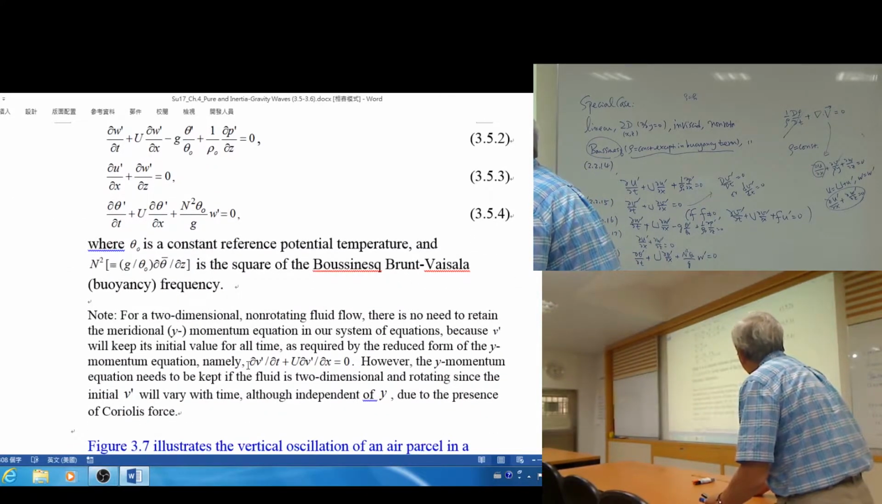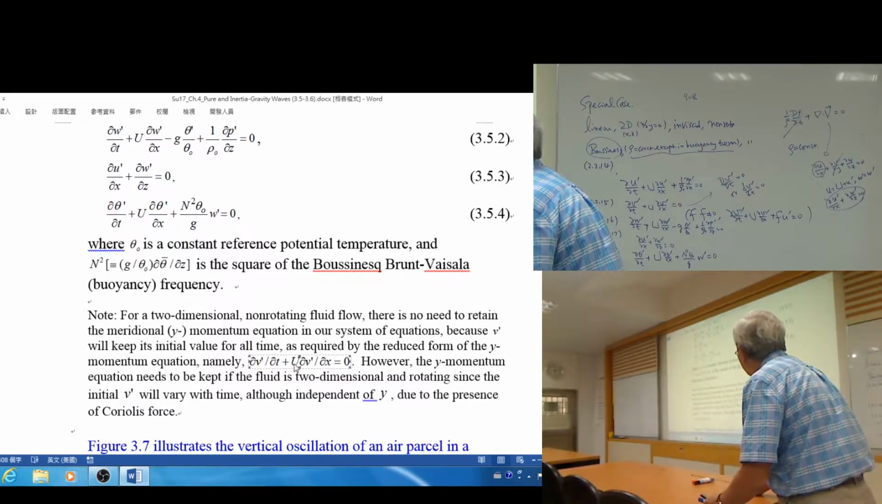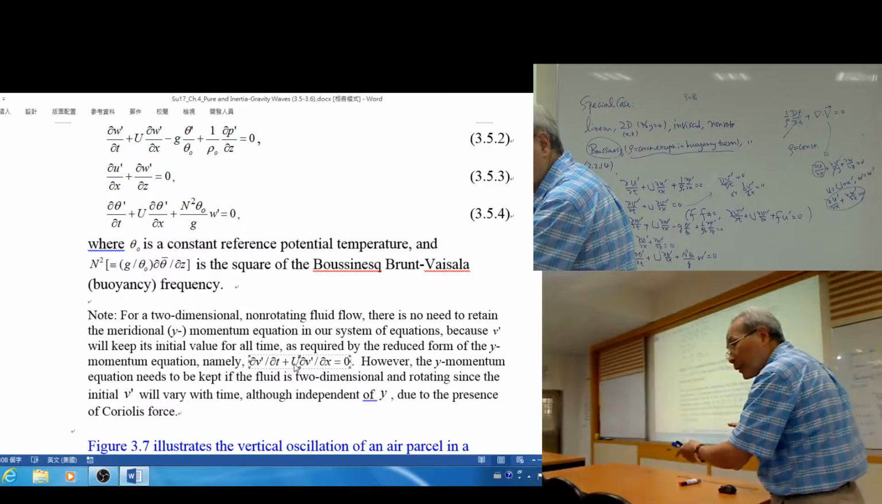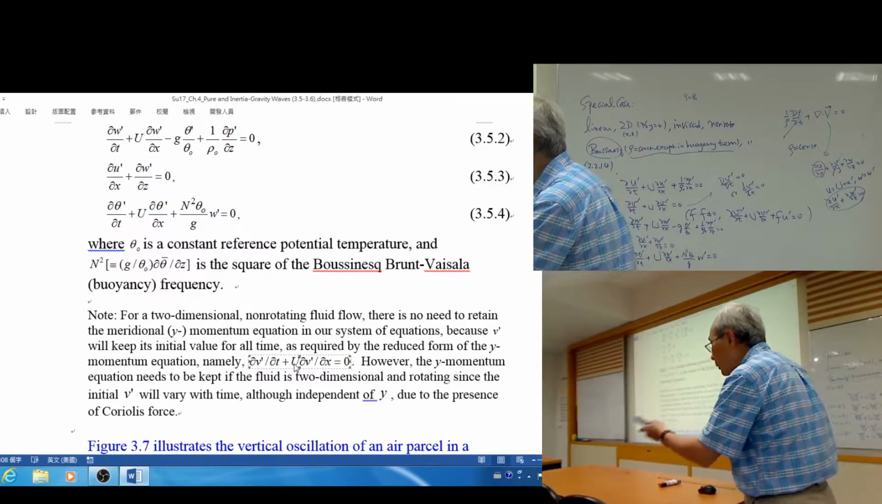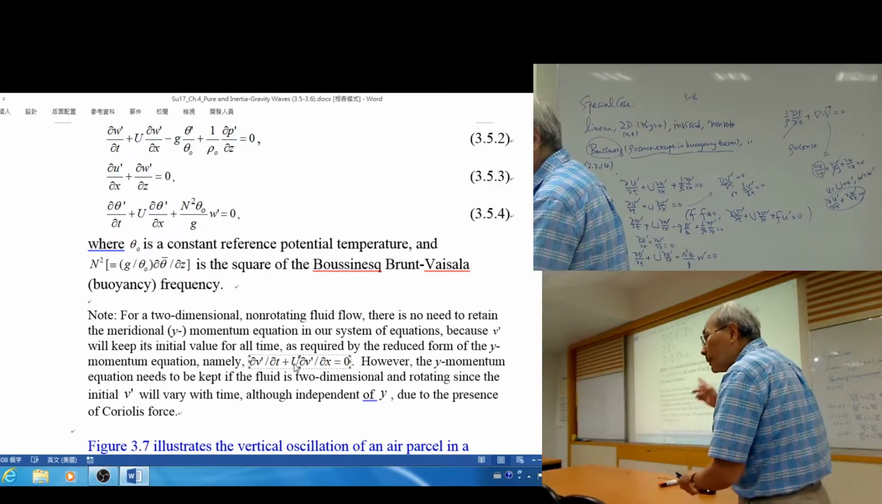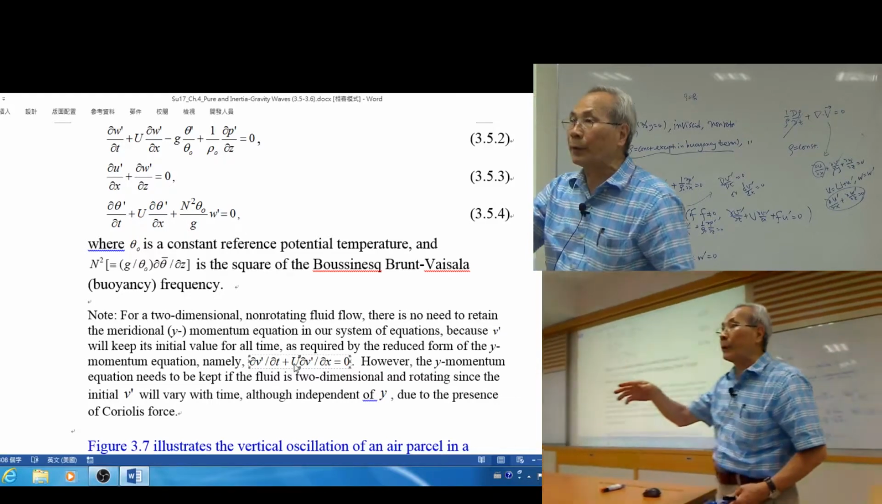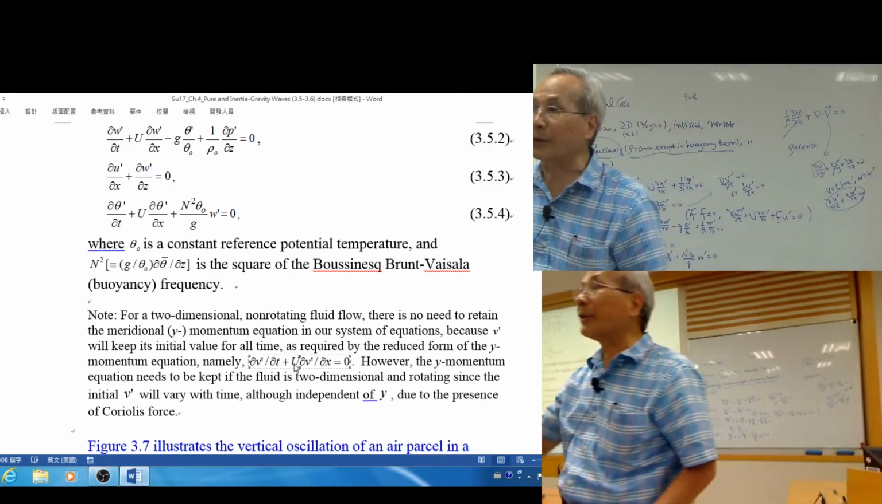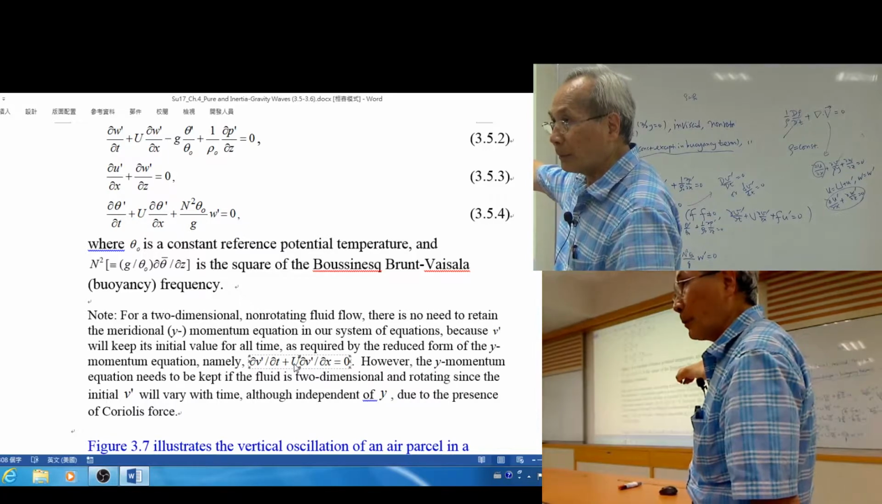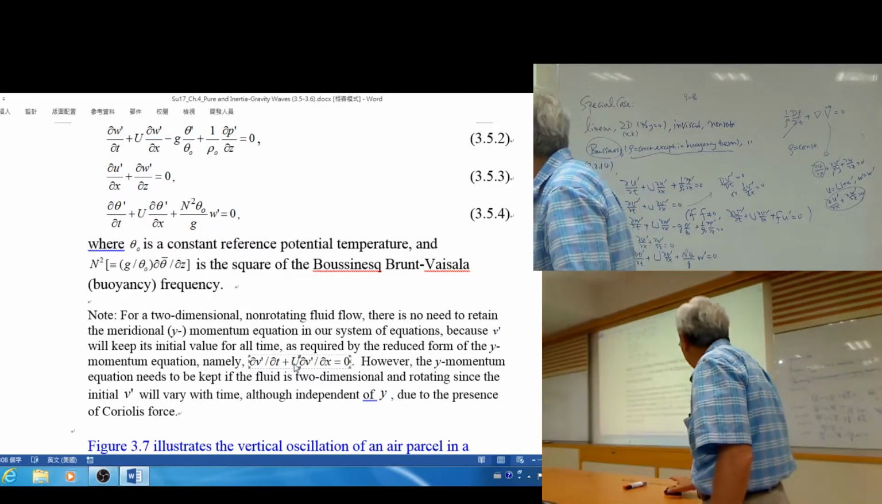I have an explanation of this: why the second equation can be ignored. It's there, but v prime doesn't change, so you don't have to deal with it. But if it's a rotating fluid, f is not equal to 0, you have to deal with it. You have to add the f term there.